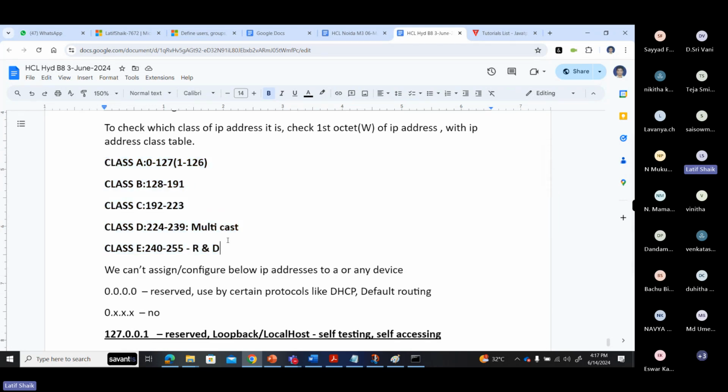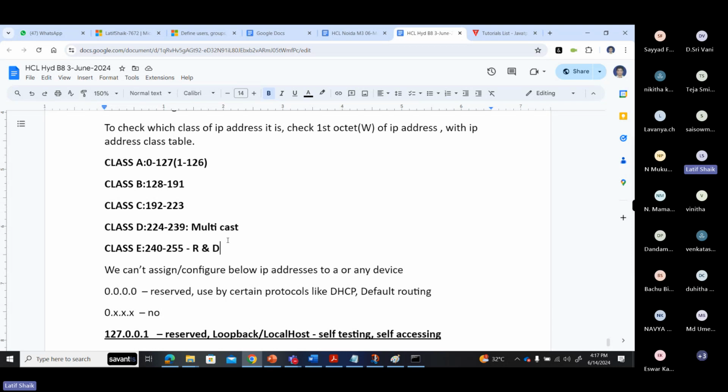IPv4 is divided into 5 classes. The entire range from 0.0.0.0 to 255.255.255.255 is divided into 5 classes: class A, class B, class C, class D, and class E. Class A ranges from 0 to 127. Class B is 128 to 191. Class C is 192 to 223. Class D is 224 to 239. Class E is 240 to 255. So these are the 5 classes.